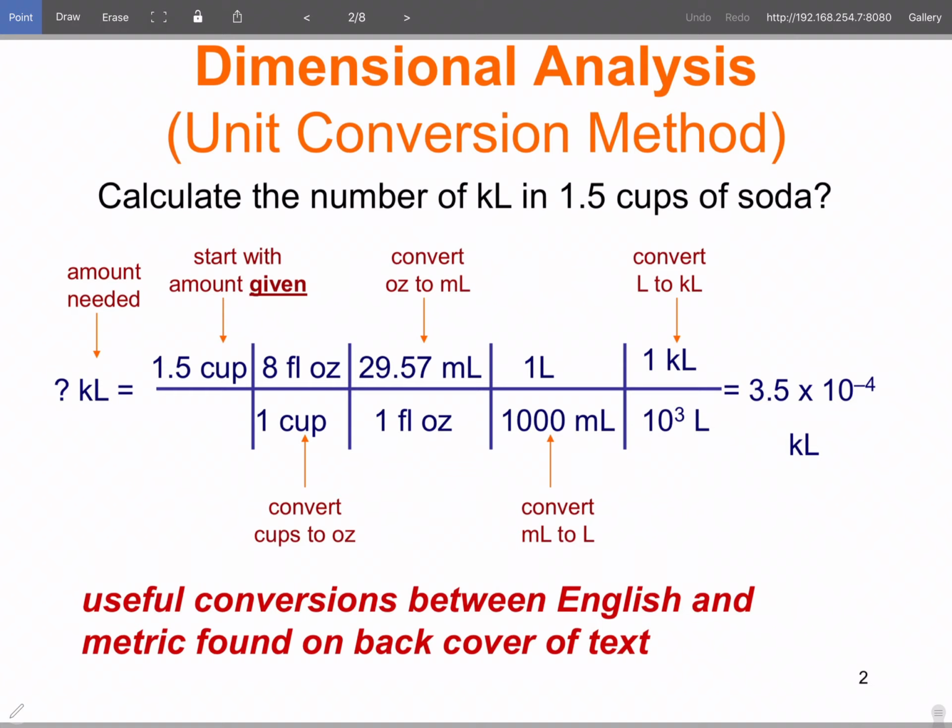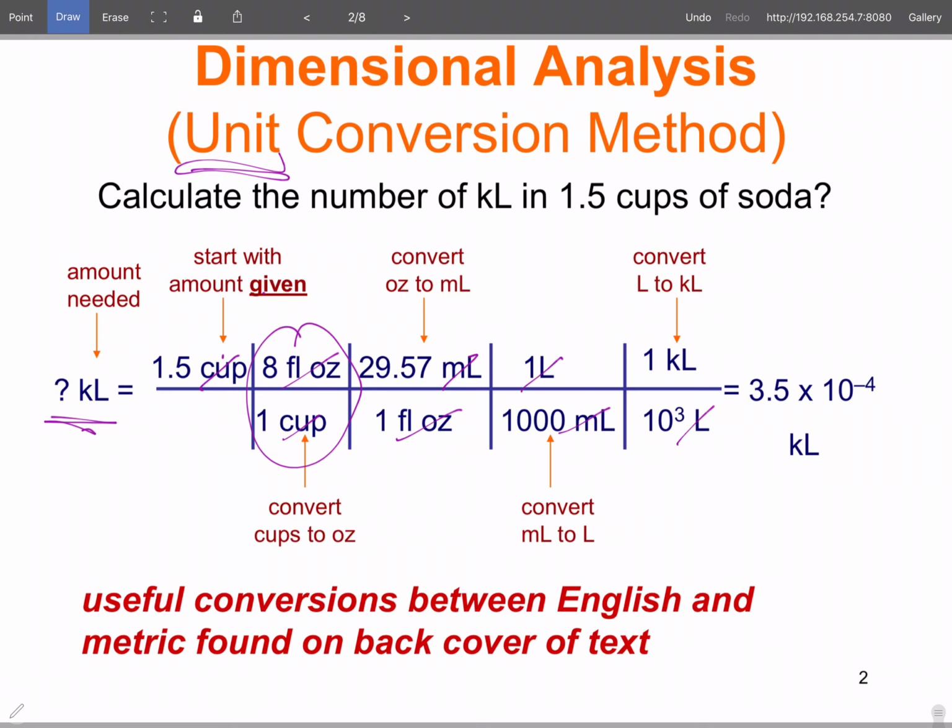Now, the way this works is basically to keep up with your units. I always start with where I'm going because I tend to get lost in my problems, and I'm going to start with the amount given, which in this case is cups. I need the cups to go away, so I want a conversion here that allows me to cancel the cups. Then I do fluid ounces to milliliters, and then milliliters to liters, and liters to kiloliters.